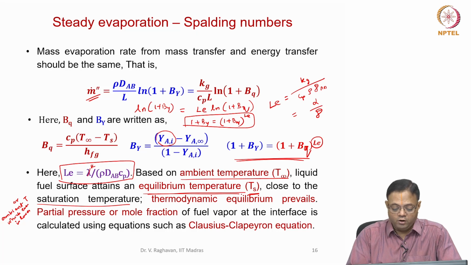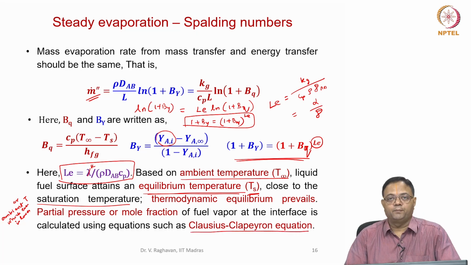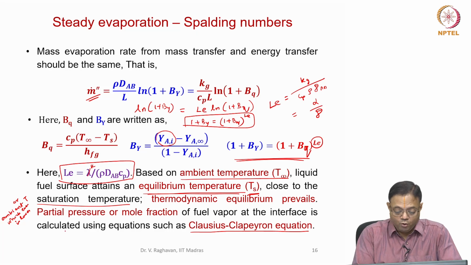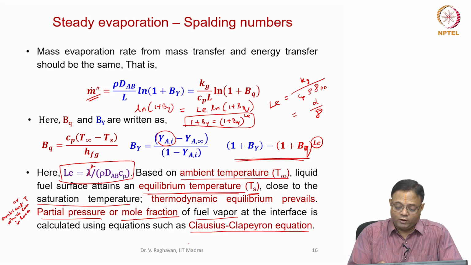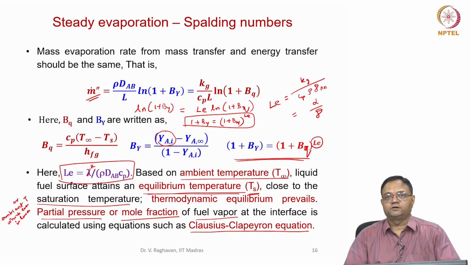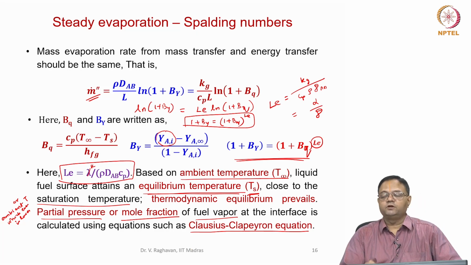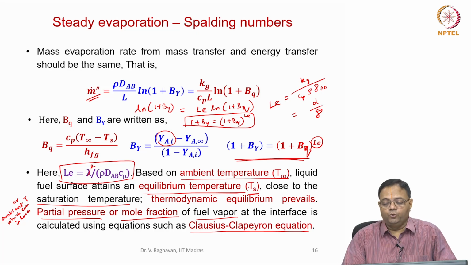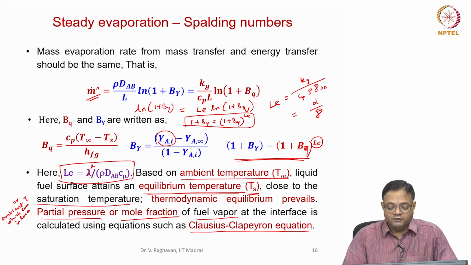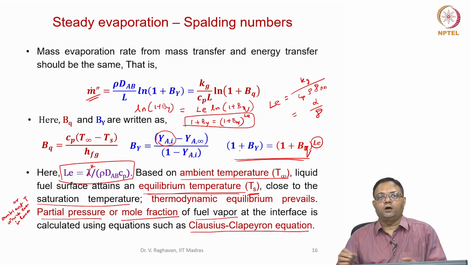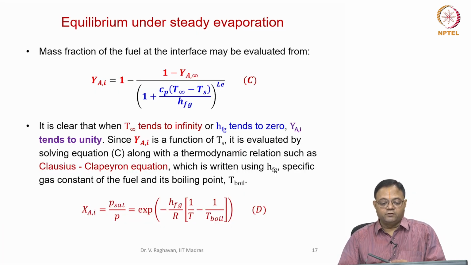Once Ts is known, I will use an expression like the Clausius-Clapeyron equation to estimate the mole fraction or partial pressure of the fuel vapor at the interface. Once the mole fraction is obtained, I will get the mass fraction. So, this is the procedure to be followed. We take a surface temperature value, calculate the mole fraction based upon the Clausius-Clapeyron equation, then find the mass fraction and substitute here and see whether this equation is the same or different.